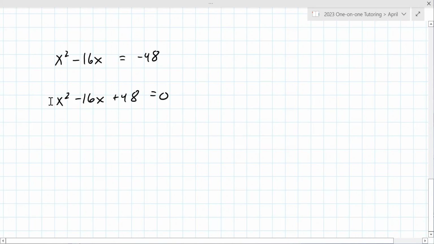The reason this number over here doesn't contribute is because, well, it's 1, so it kind of does, but 1 times 48 is 48. This is the simplified case of what we just did. So you're just looking for two numbers that multiply to 48 but add to minus 16.